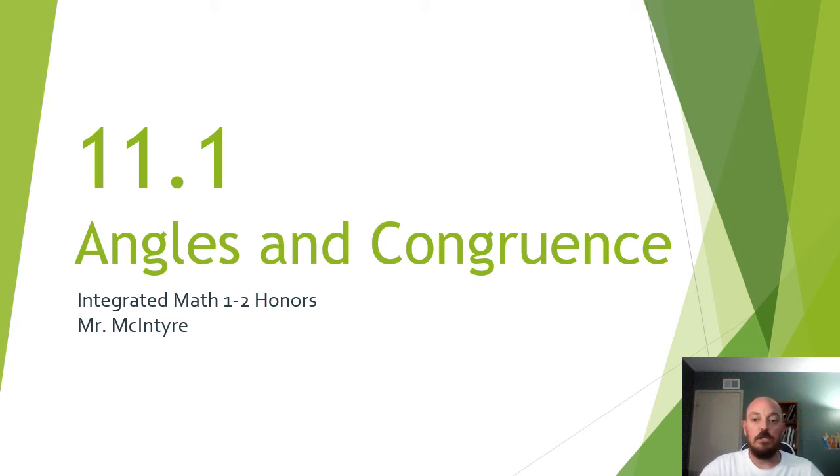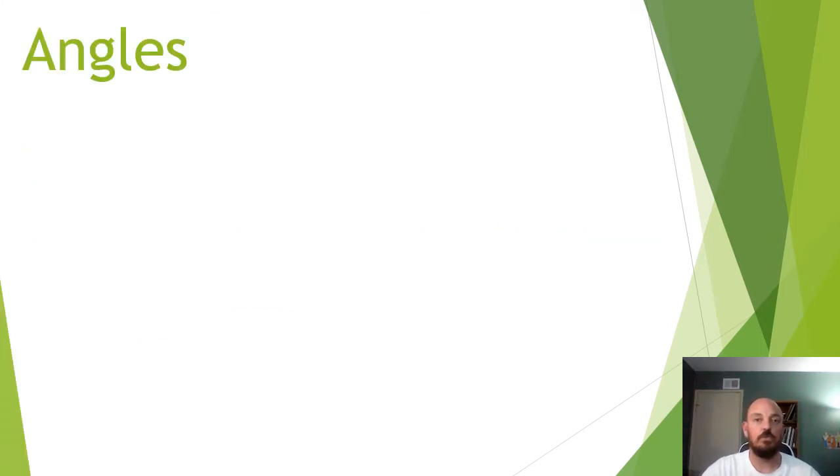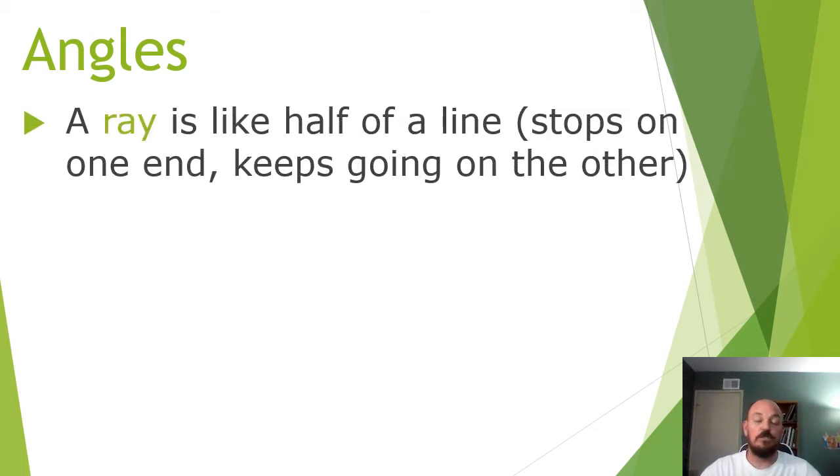Hi everyone, we're going to start Module 11 today, and our main topic for Module 11 is angles. Now before we talk about angles, there's one other vocab word I want to teach you guys. In Module 10 we learned about a line, which goes forever in two directions, and we learned about a line segment, which stops on both ends. If you have one of each, it's called a ray.